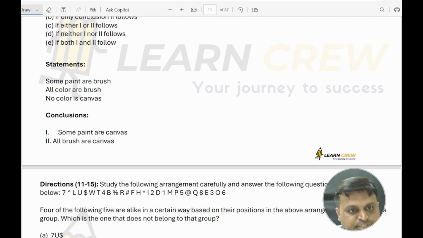some paint or brush. All color or brush. No color is canvas. So some paint or brush.